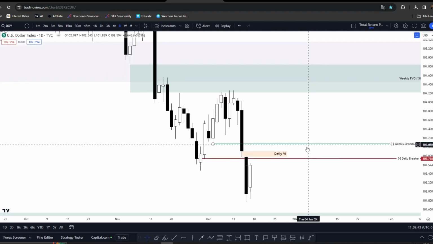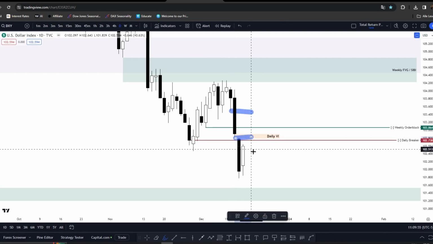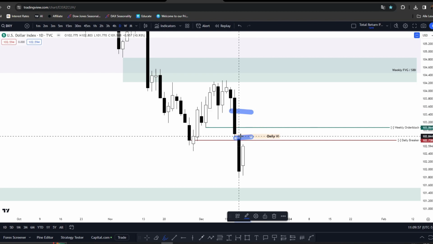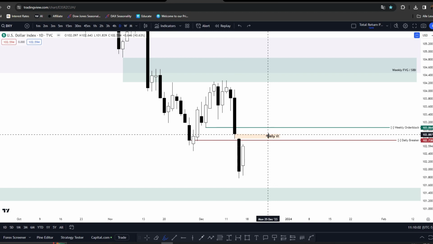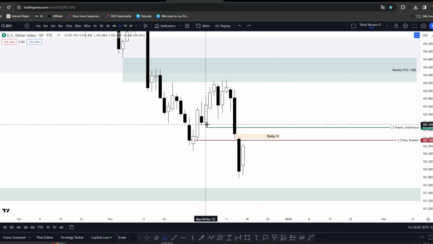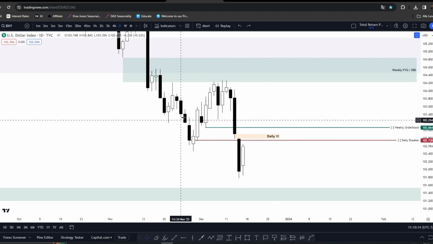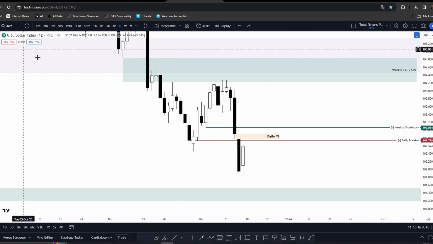Right now, here I'm not pretty sure. We have a lot of PD arrays which we can use to take a short, which is first of all this fair value gap right here, then the large fair value gap from this low to this high of the candle, and also we have a daily volume imbalance and a daily breaker, and also our weekly order block. So as you can see, a lot of PD arrays stacked and layered all over each other, which is why I'm not sure which one to take.